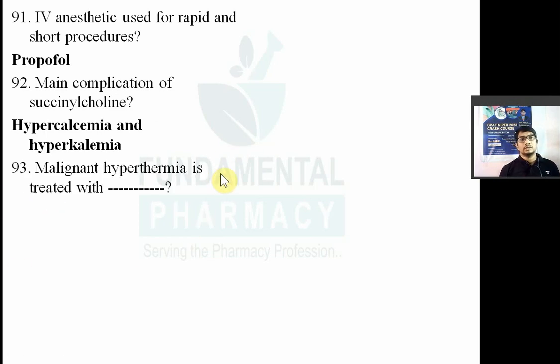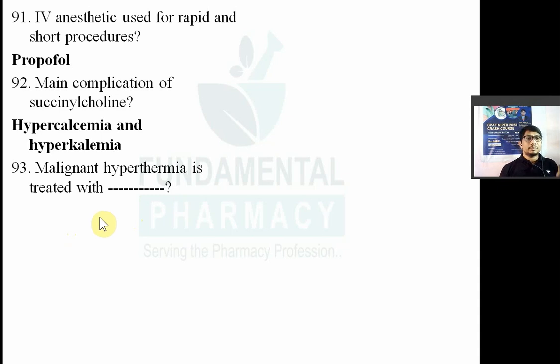Now we will see the next question. Question number 93. Malignant hyperthermia is treated with. What do you mean by malignant hyperthermia? Due to use of certain drugs, there is a sudden increase in the metabolic rate of your body and a sudden increase in the temperature of your body, known as malignant hyperthermia. Hyperthermia means an increase in body temperature.